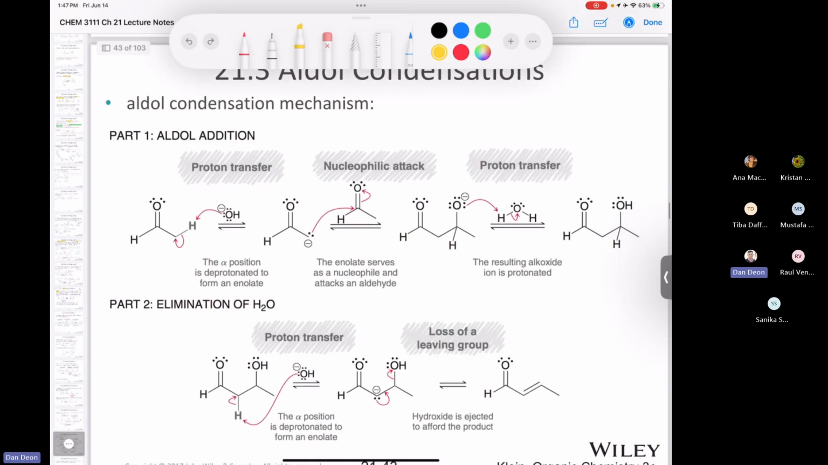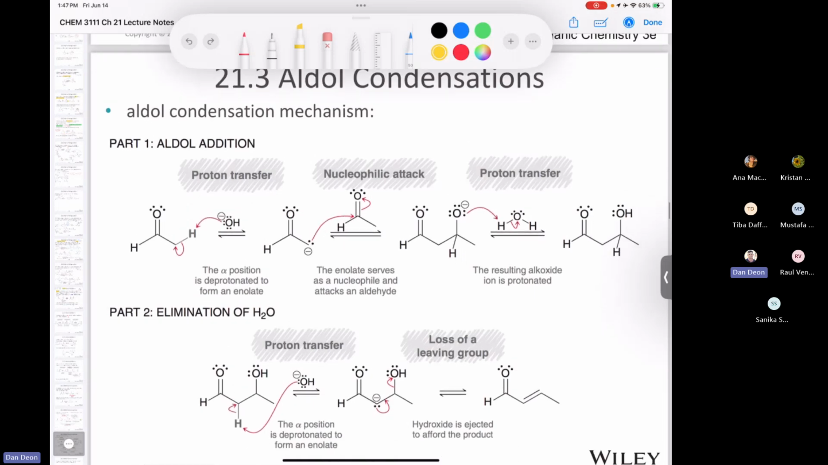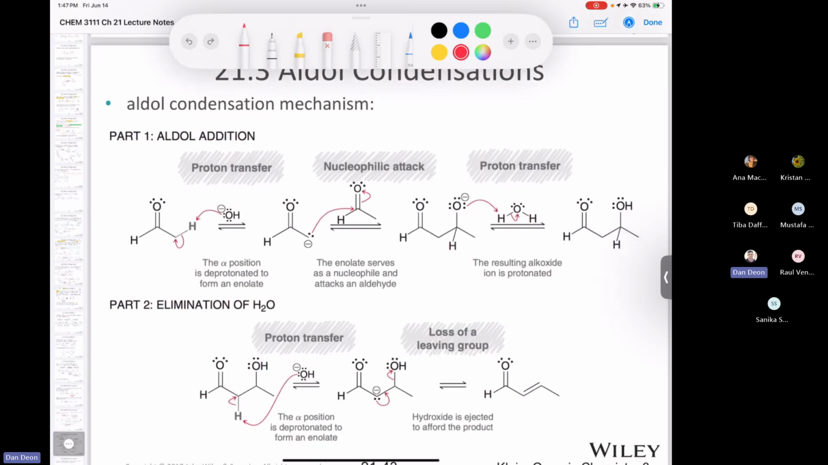Now, the mechanism of aldol condensation. The good news is we covered this part already. Okay, this is not new. This is like, you could say, see previous slides. Okay, we already looked at this mechanism, and I told you I expect you to know that part. But then to do the elimination of water, all we do is a proton transfer followed by a loss of a leaving group. And this one here, we call it the E1CB reaction.